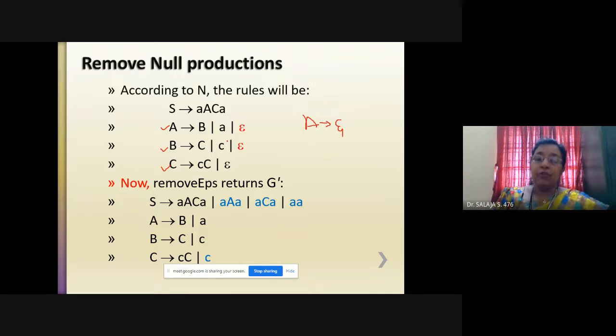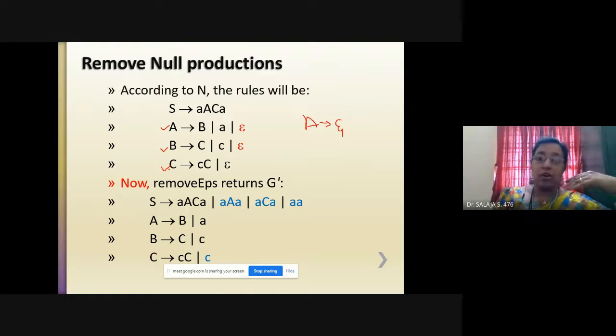But then if I have various alternatives, suppose A has, in this case, 3 alternatives and one among them is null. So what is the possibility of A being null? A can generate a null production, or it can also generate some other alternatives like B or A. So we'll go in for 2 options. What if A is null and what if A is not null? Similarly, what if B is null? What if B is not null? Similarly, what if C is null? What if C is not null?